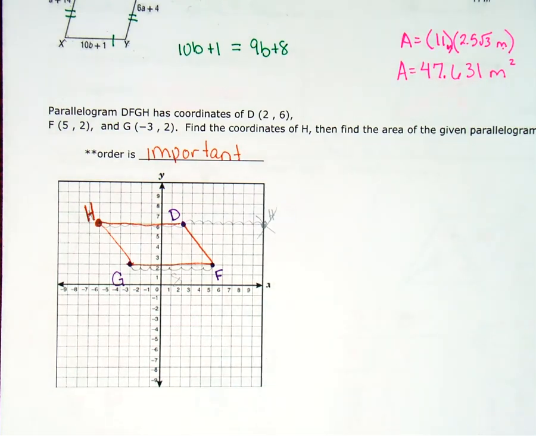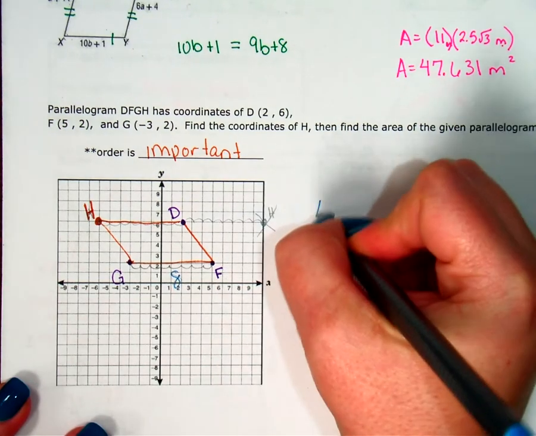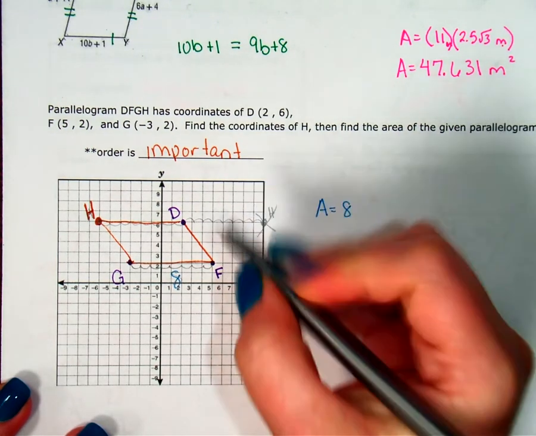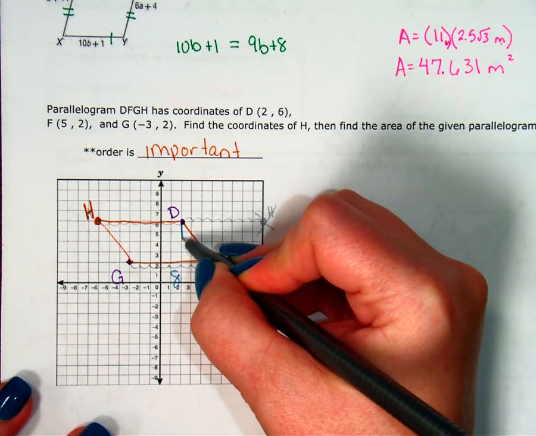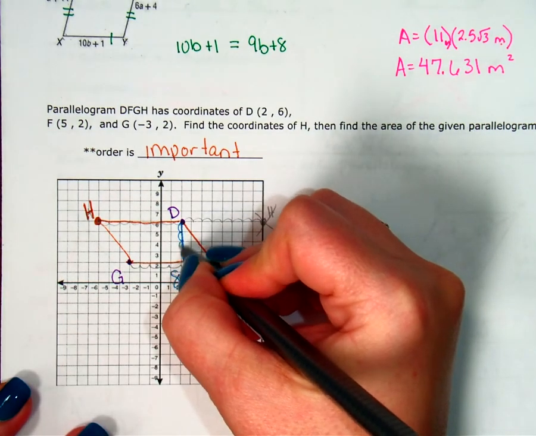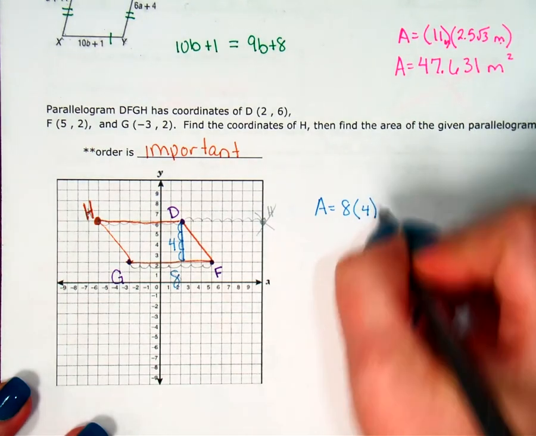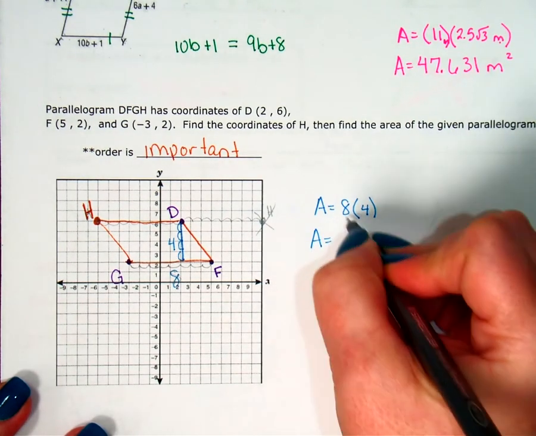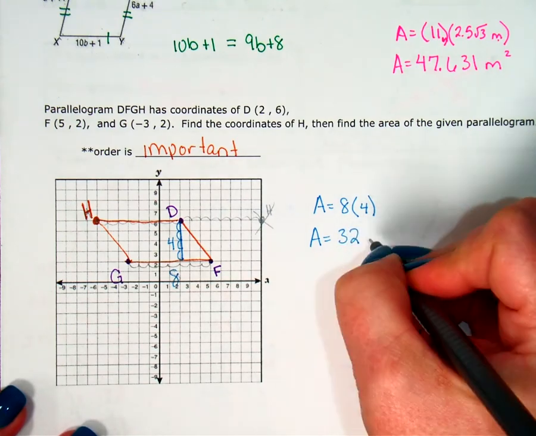Now it says to find the area of this given parallelogram. I already found how long this is; we counted that was 8. So I already know my base is 8. I just need my height. If my base is horizontal, then my height must be vertical. I can count that: 1, 2, 3, 4. So my area equals 8 times 4, which is 32.